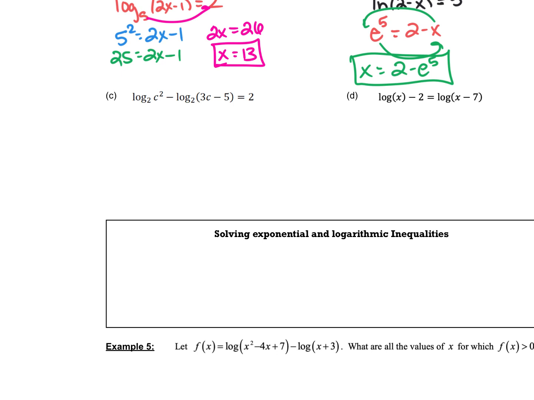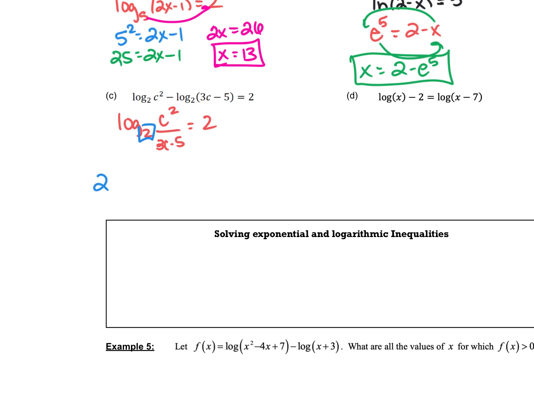All right, let's look at this one. We have got log base 2 of c squared minus log base 2 of 3c minus 5 equals 2. I got multiple logarithms here. I need to condense it to a single log. Because it's subtraction, how do we fix subtraction? Division. You got it. So I've got log base 2 of c squared over 3c minus 5 equals 2. Now I have a single logarithm. So we're going to write it in exponential form. What's my base?